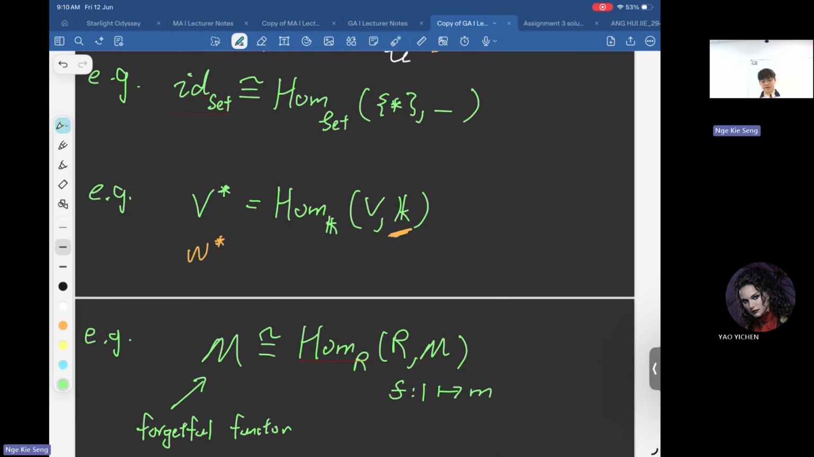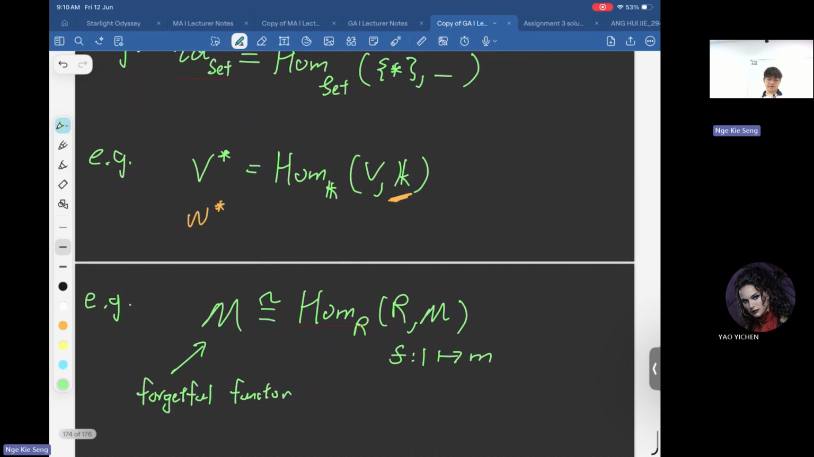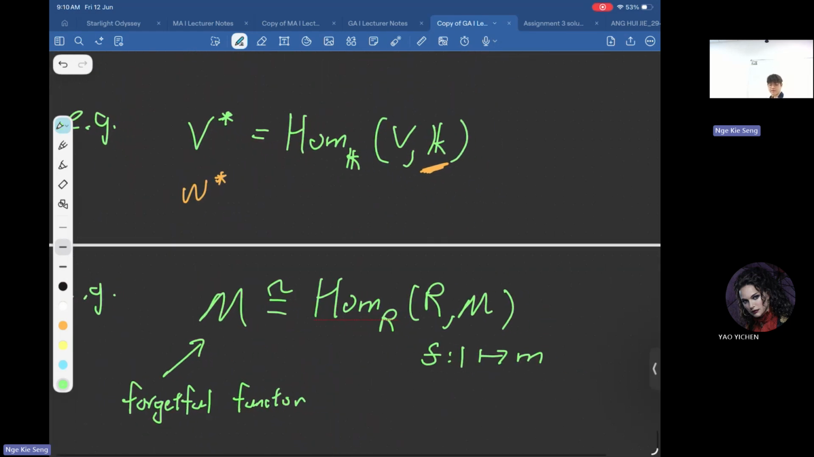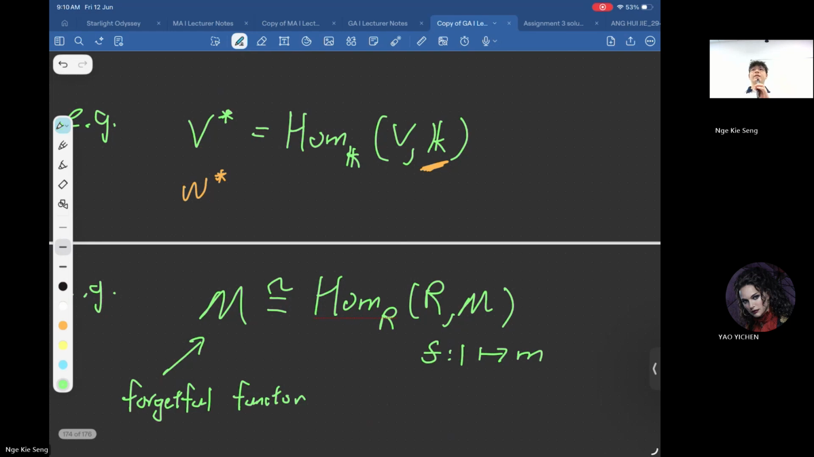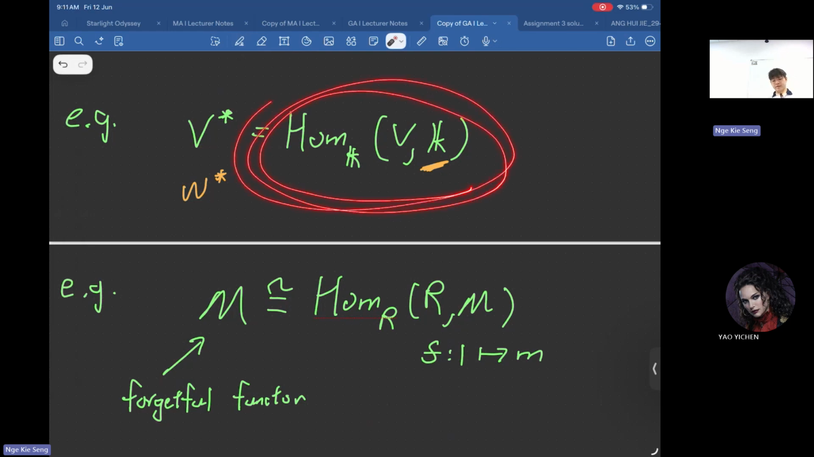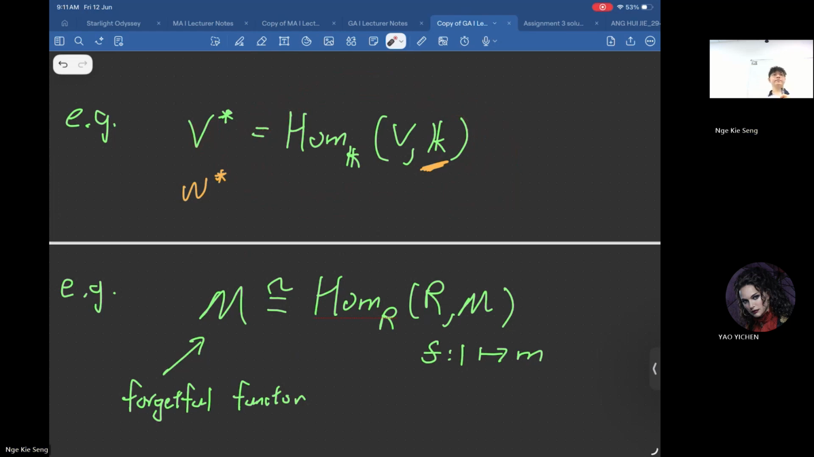So what I want to tell you is that this is something you've seen before, but maybe never thought of it like that. Maybe you can recall where you've seen this kind of construction before, and think about whether there is a functor that relates to this Hom. Okay, so let's continue.